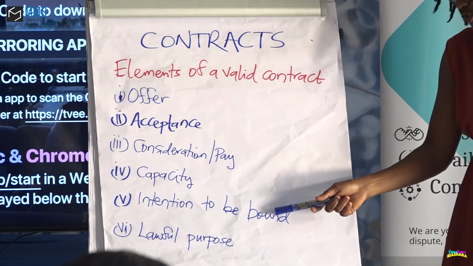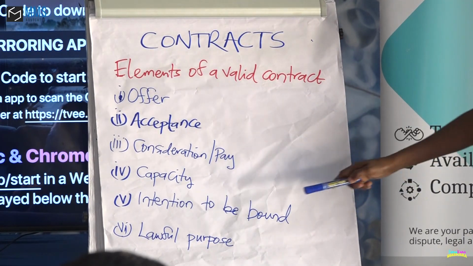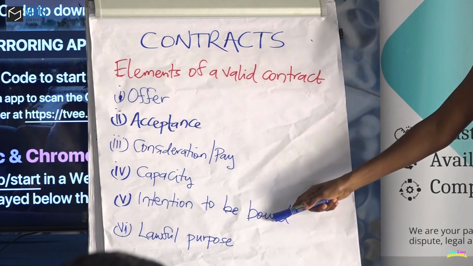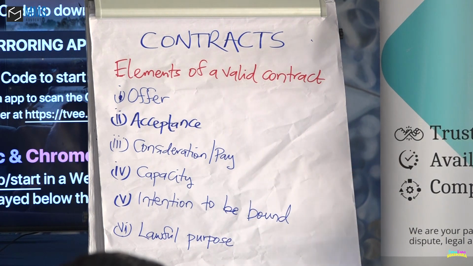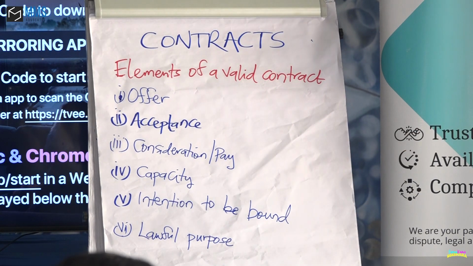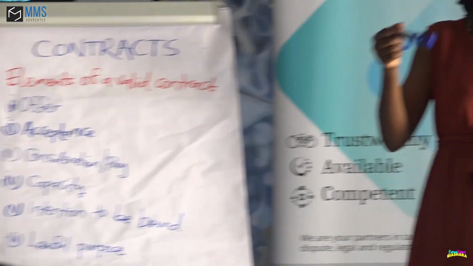The other one is intention to be bound legally, which, I mean, if you sign the thing, this one is almost given, unless someone can show I was not very serious. But mostly you'll find in a contract, there'll be a clause confirming that, yes, I am voluntarily entering into this contract with the intention of being legally bound. Then the next one is lawful purpose. You can have a contract that has all of these elements, but is for a criminal thing. That one cannot be valid.